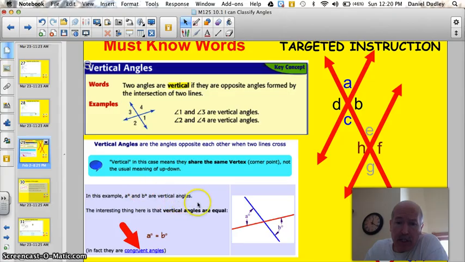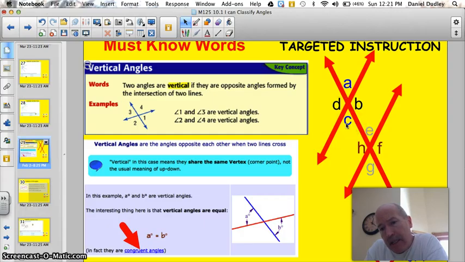Down here it shows this example here. Angle A and angle B are opposite angles or vertical angles. They're formed when two lines intersect. These are going to be equal. Their degrees will be equal. Here's what it says. Angle A is equal to angle B. Another name for these are called congruent angles. Congruent just means identical.